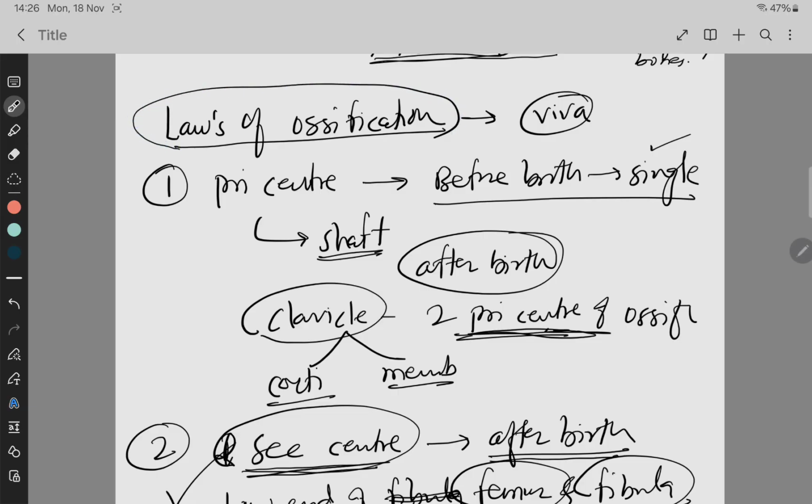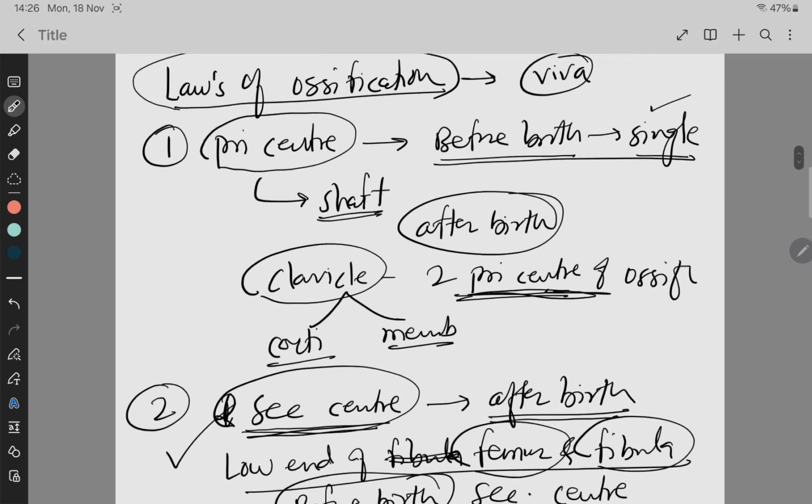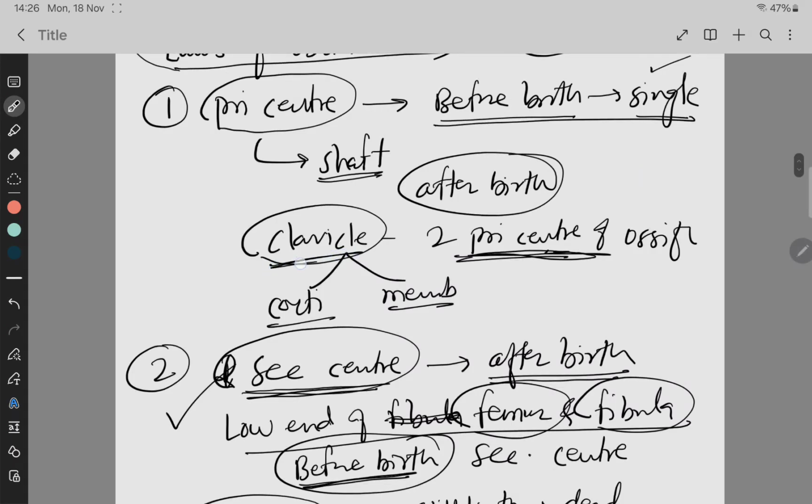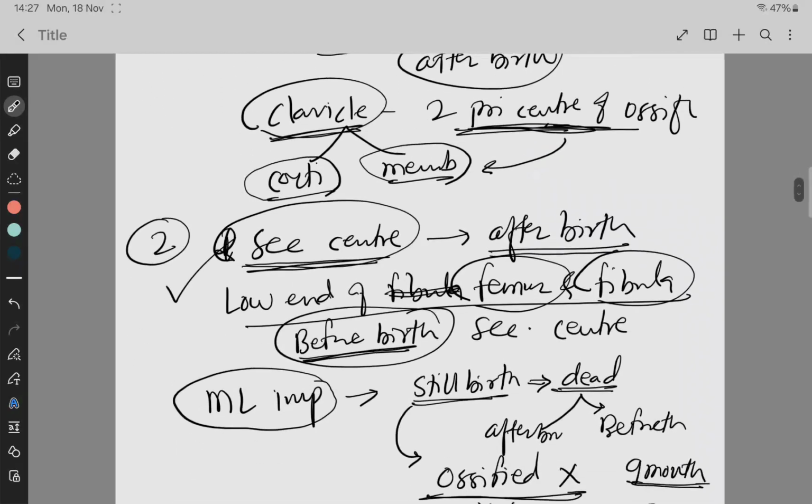So the first law of ossification: primary center appears before birth and is usually single. So this applies to all bones except which example? Clavicle, which has 2 primary centers of ossification. Why? Because half of the clavicle is developed in the membrane, half of the clavicle is developed from the cartilage. So that is the first law, and they generally appear before birth. But for the cuneiform and navicular bones, the primary center appears after birth, that is the exception.